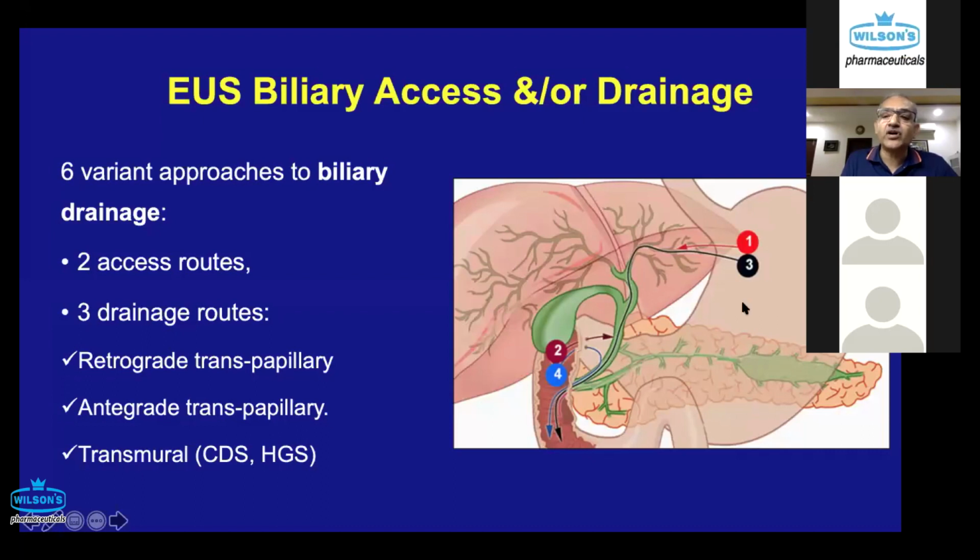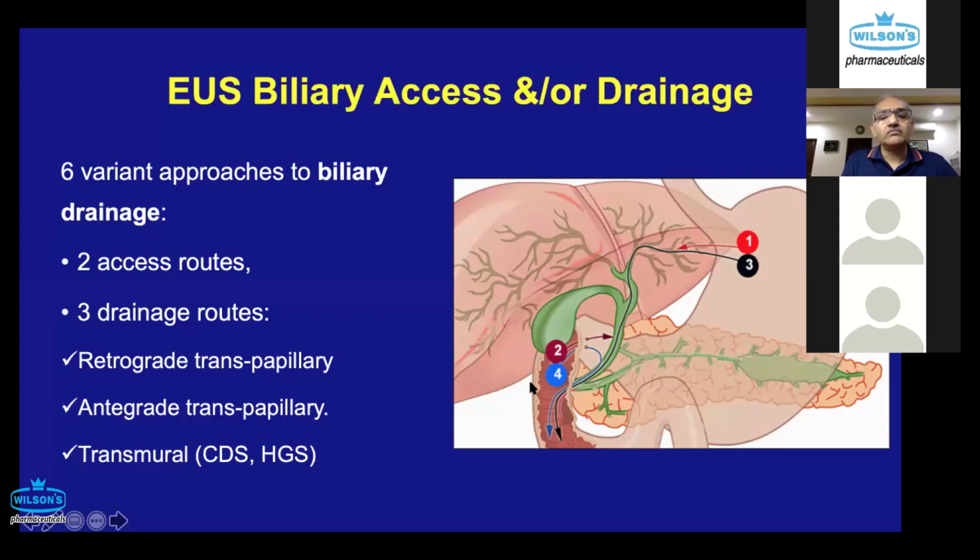the papilla. Or the third option is, you pass the guide wire and switch your scope to a duodenoscope and then do the ERCP with the rendezvous procedure. So we have a retrograde transpapillary approach, an antegrade transpapillary approach, and a transmural approach. So all three approaches are possible by both the routes of entry.